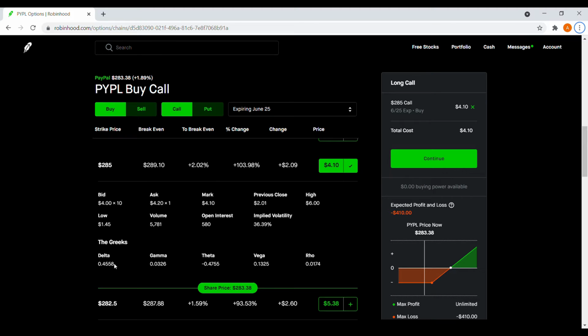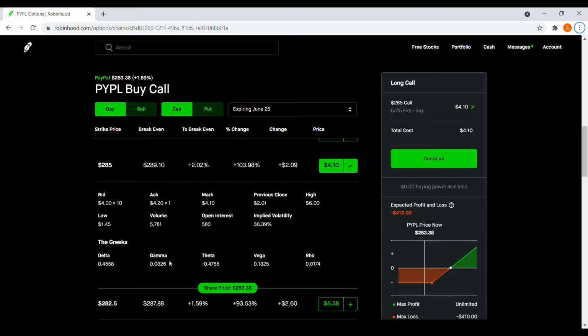The thing about delta is it can also be used to estimate the option's probability of expiring in the money. So this 0.45 gives this contract a 45% chance of landing in the money by the expiration date.